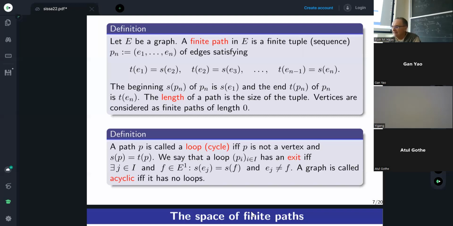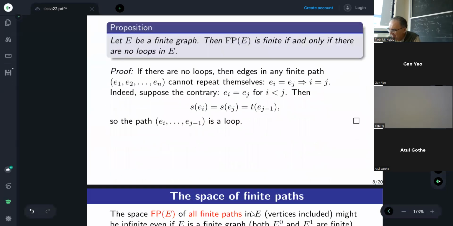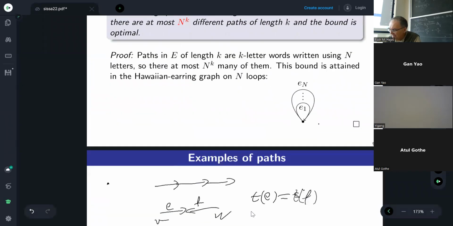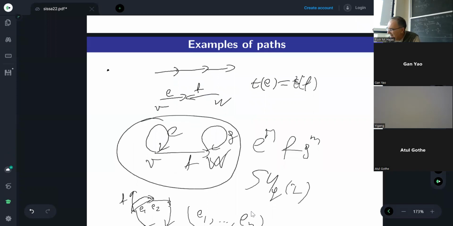One edge, one vertex: this is a loop, and the length is 1. But this is also a loop of length 2. And if I go around a million times, I have a loop of length a million.